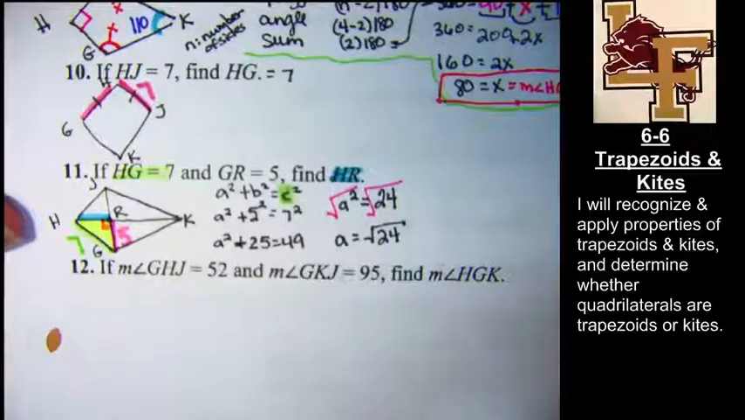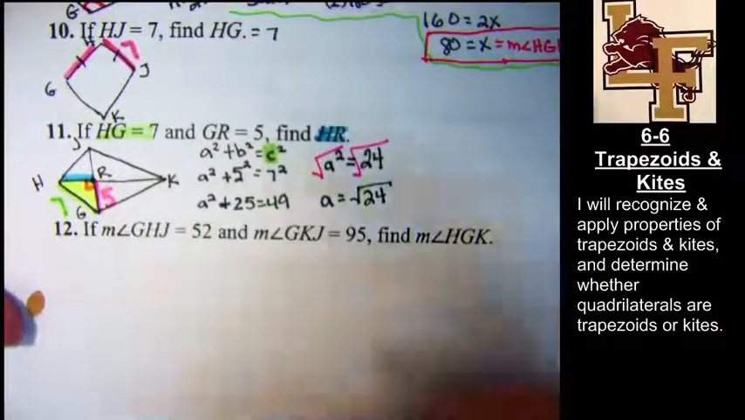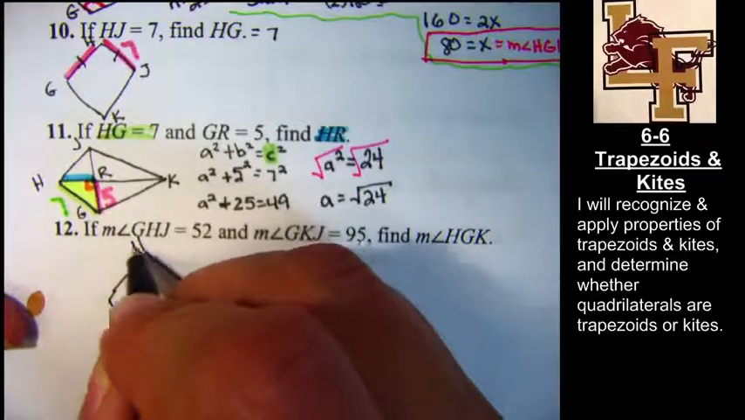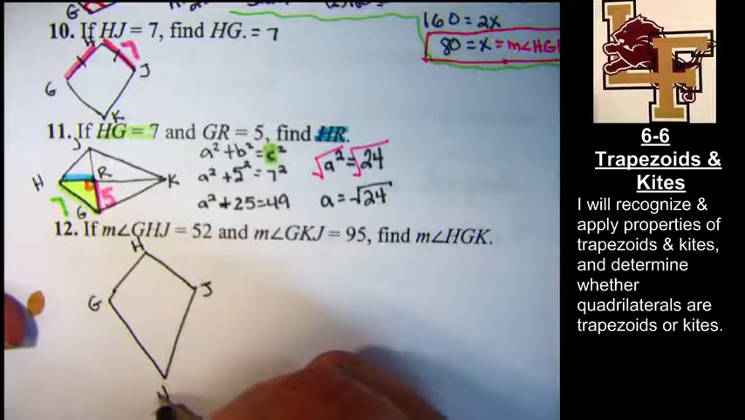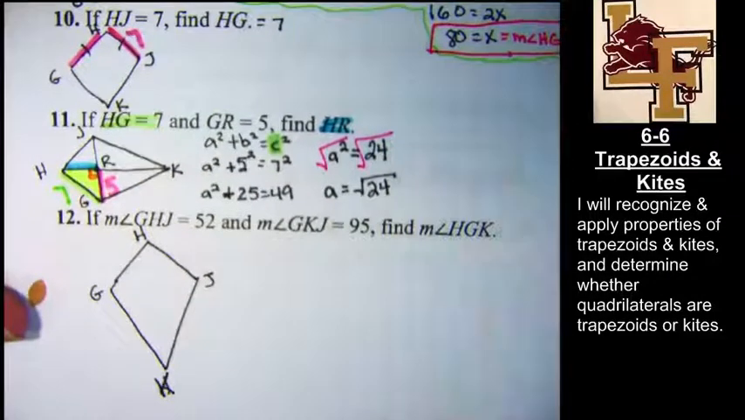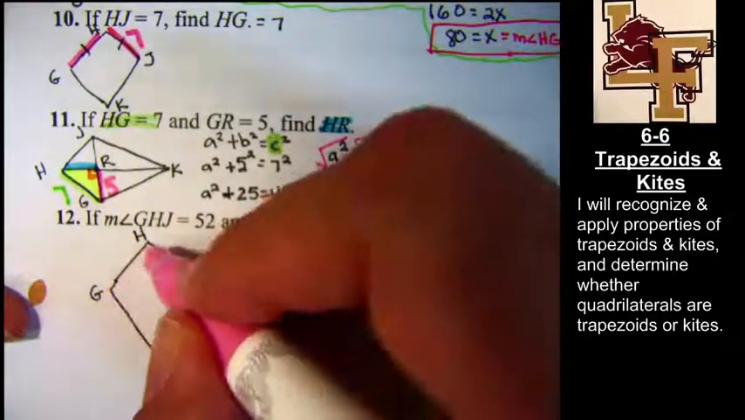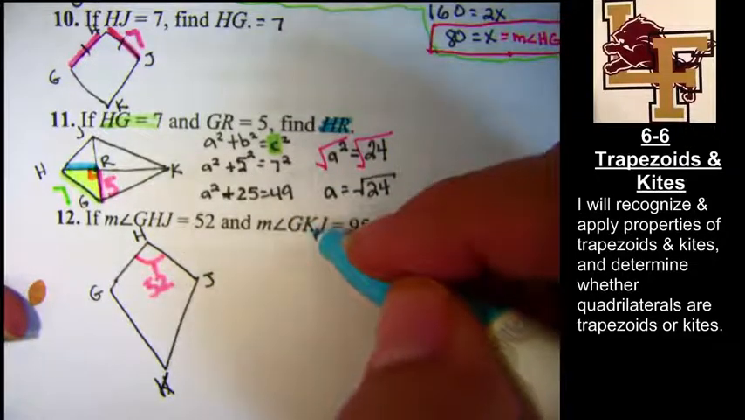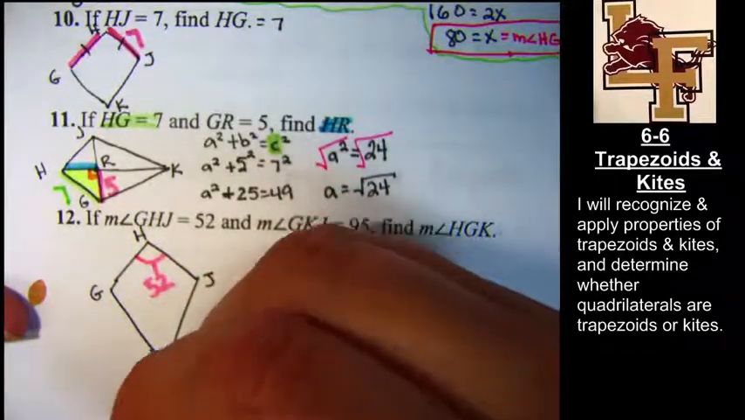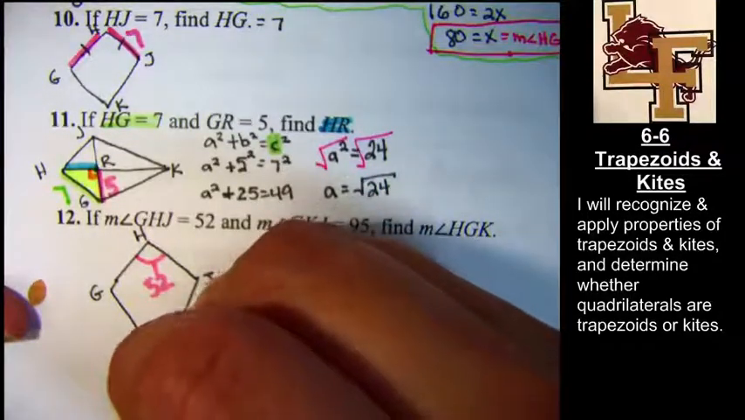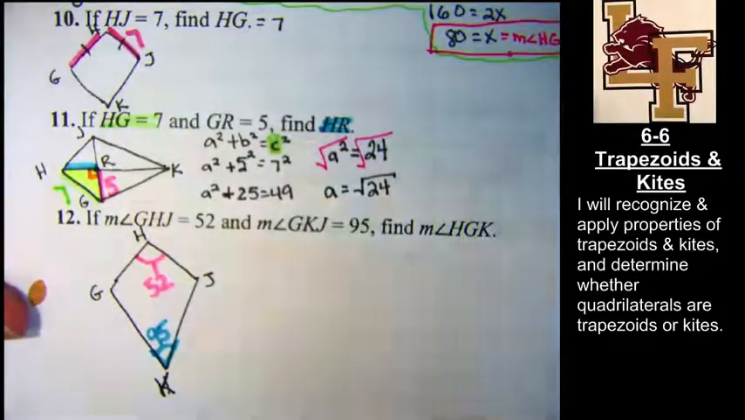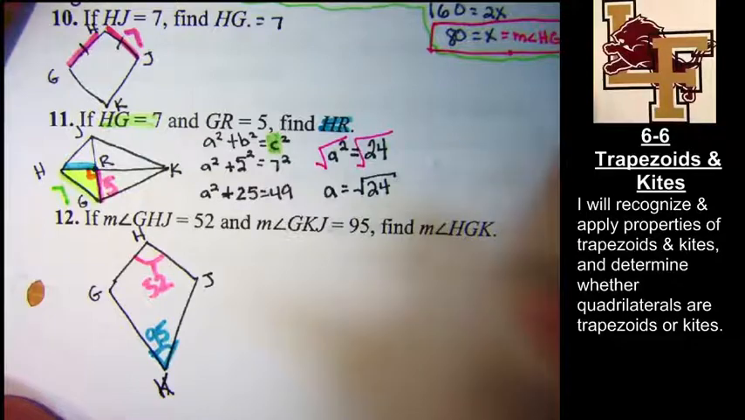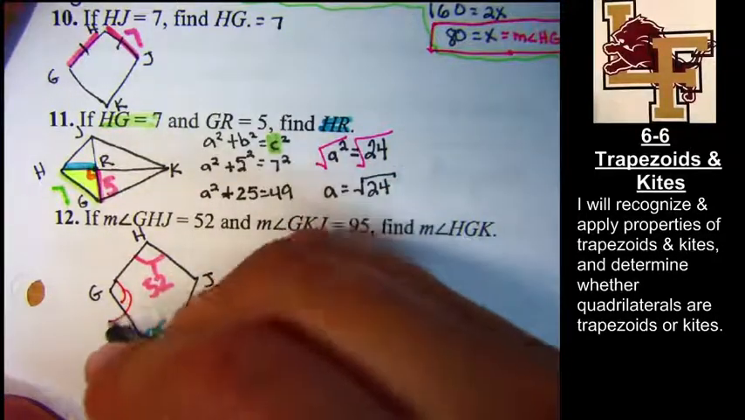Last one. This is it. Okay, I'm going to redraw my kites, H, G, J, and K. I was told that the measure of GHJ is 52, and the measure of GKJ is 95. Once again, drawn by our favorite map maker, not to scale. We need to find HGK. We want this one.